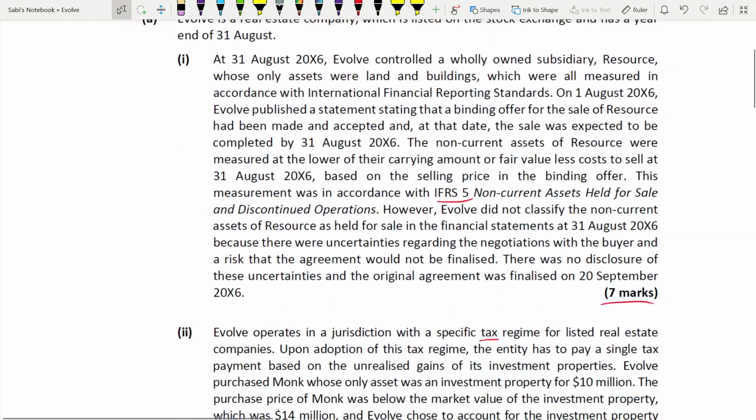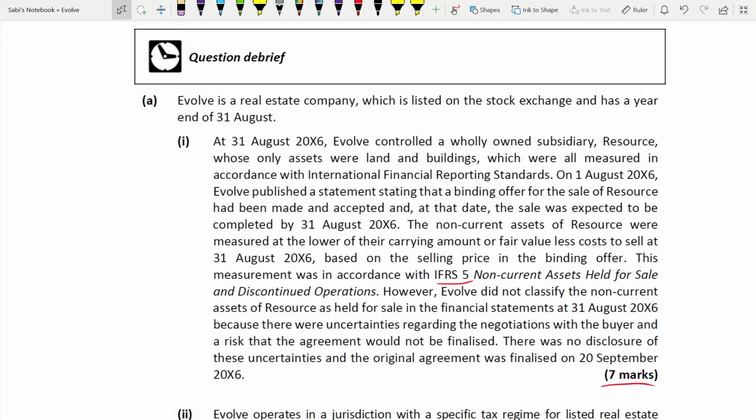The 2 requirements. First one is, this is regarding a real estate company. Okay, at 31st August 2006, they control a wholly owned subsidiary, Resource, whose only assets were land and buildings. So it's a subsidiary, only assets were land and buildings, which were all measured in accordance with IFRS 5. On 1st August 2006, Evolve published a statement stating that a binding offer for the sale has been made and accepted. On 1st of August, okay, a binding offer for the sale had been made and accepted, and at that date the sale was expected to be completed by 31st August 2006.